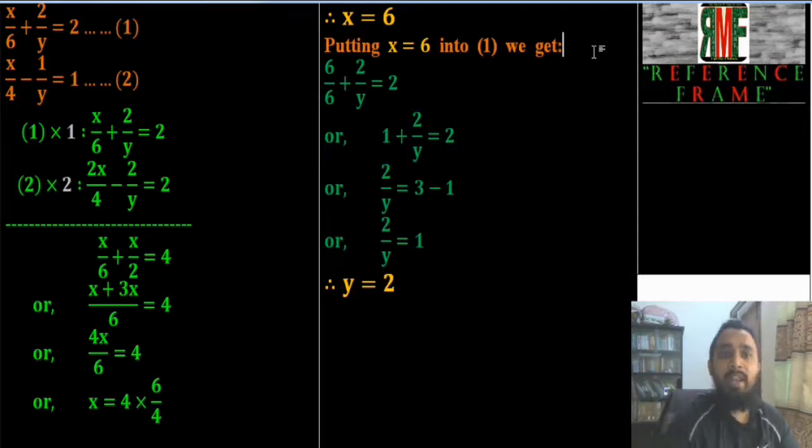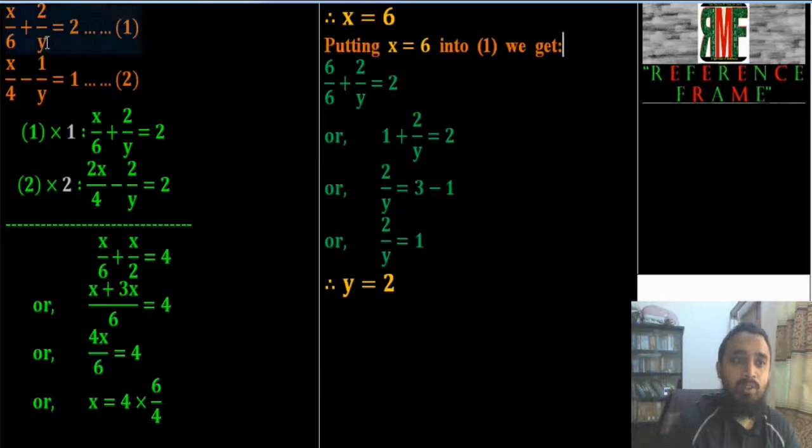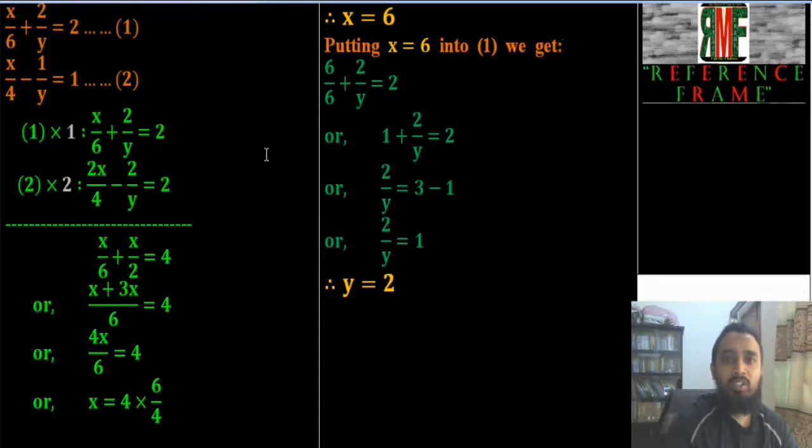into equation 1. Again look, we are going back into equation 1 because here the sign before the y is plus. So doing this, the value of x is 6, so 6 by 6 plus 2 by y is equal to 2. I just write down the value of y with different colors so that you can understand. So 6 by 6 becomes 1 plus 2 by y, as you can see here.